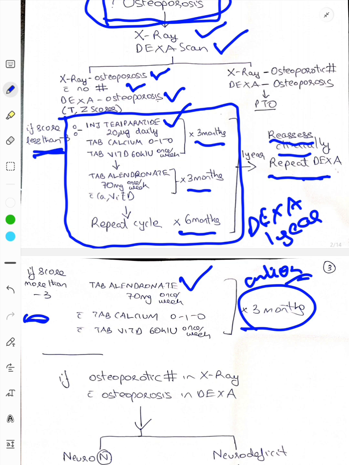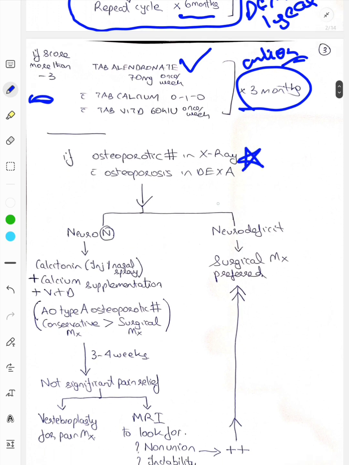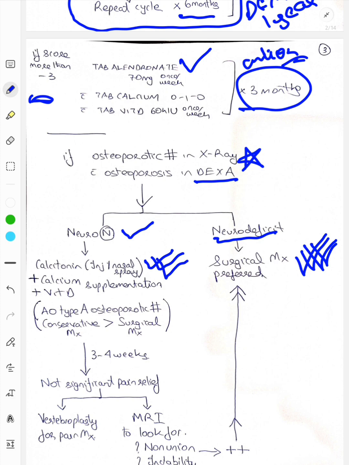Now, if there is some osteoporotic fracture in the X-ray and DEXA scan confirms the diagnosis of osteoporosis, if at all there is neurodeficit, surgical management is the preferred line of treatment. Now, if the neuro is normal, then we can go for calcitonin, that depends on the surgeon, but calcitonin has been shown to give great relief in osteoporotic bone pains. Injection calcitonin, or you can give a nasal spray. And most important, along with calcitonin, you should not miss giving calcium and vitamin D supplementation, right?